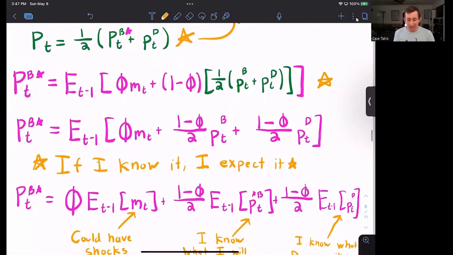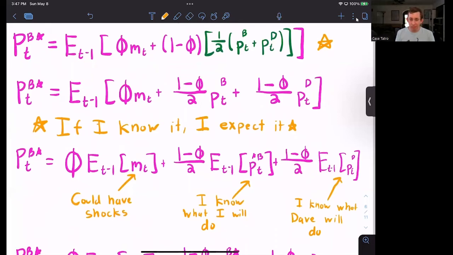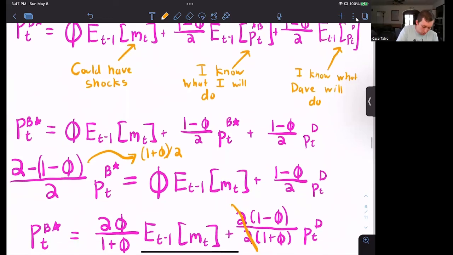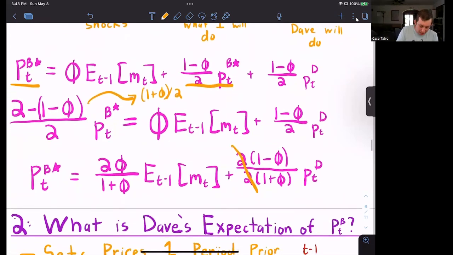Okay, well, I don't need to take an expectation of my optimal price tomorrow, because I get to set it. I don't know what the money supply could be tomorrow. I don't know what Dave will do tomorrow. So those are both expectations. But this guy I definitely know, so I can take that out. And then I'm just going to do some algebra and work on it a little bit, and I'm going to solve for PtB star. So I have a PtB star here that I can bring over. And then I can just simplify this fraction to 1 plus phi over 2 right here, and then multiply by 2 over 1 plus theta. And I get this equation here. Cancel these 2's, and now I have Bill's optimal price.